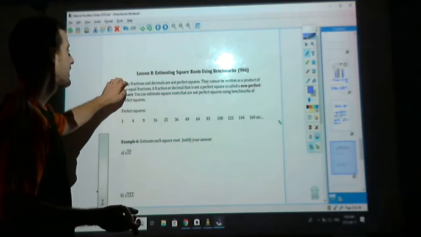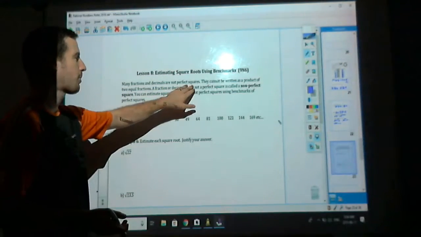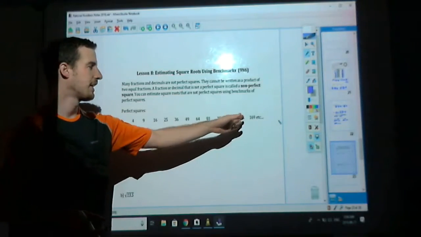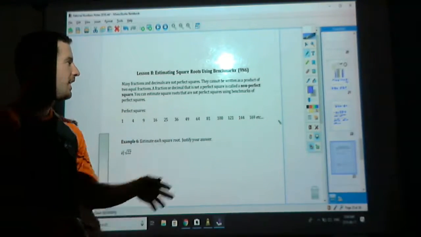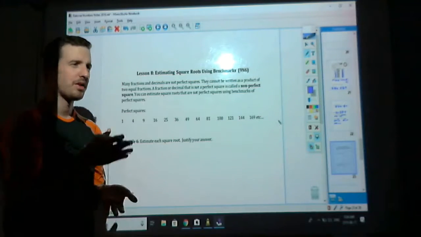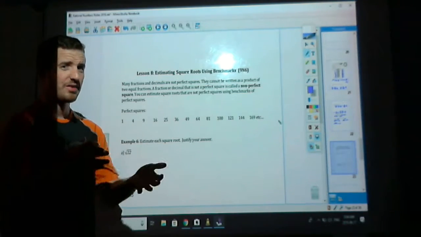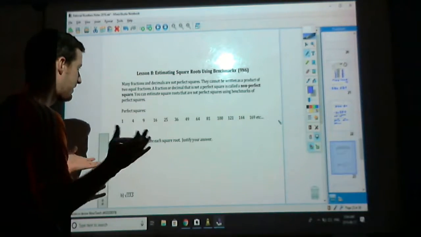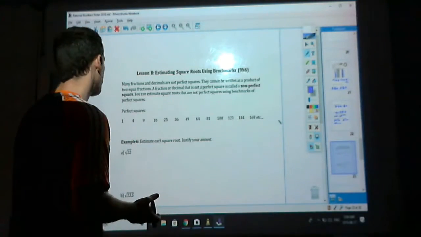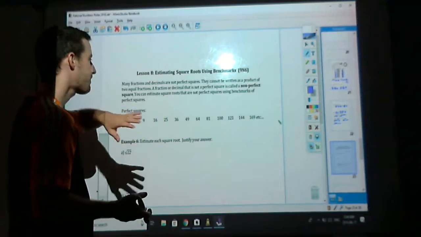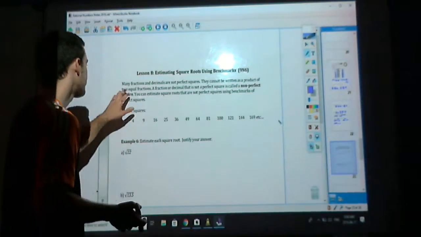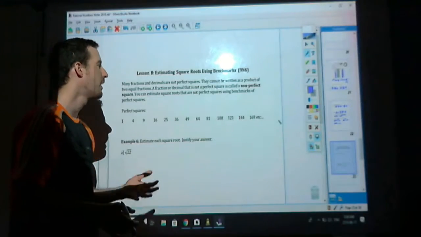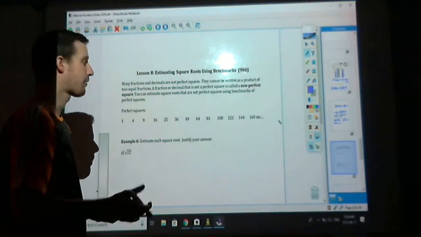Okay, anyway, so many fractions and decimals are not perfect squares, and this is true, right? We have 1, 2, 3, 4, 5, 6, 7, 8, 9, 10, 11, 12, 13 here, and those are nice, neat numbers, but as we've learned with decimals, there's a lot of numbers in between 1 and 2 even, right? Technically an infinite number of decimals you could do. And they cannot be written as a product of two equal fractions. A fraction or decimal that is not a perfect square is called a non-perfect square.